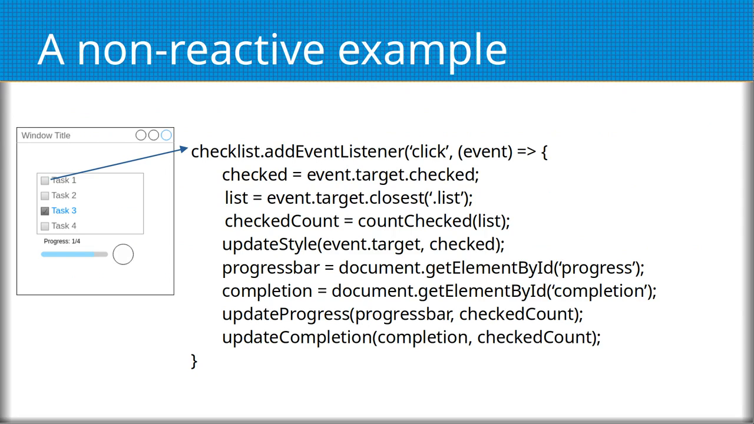When a checkbox is clicked, we find out whether it's been checked or unchecked. We look at the whole list and find how many have been checked, and then we find the other elements that we want to update, the progress bar and the completion indicator, and we call a function to update them based on the new state of the checkboxes. And we might update the style of the checkbox that was checked or unchecked, although in reality we'd probably do that with CSS, not with JavaScript, but it's just an additional example of how we might be updating the page in response to the user's actions.